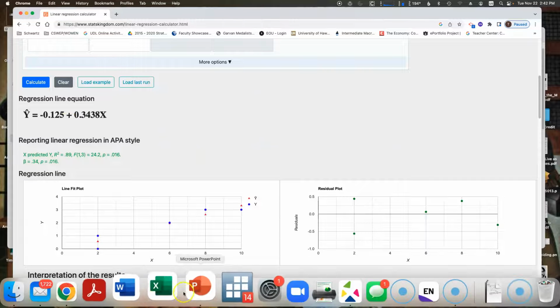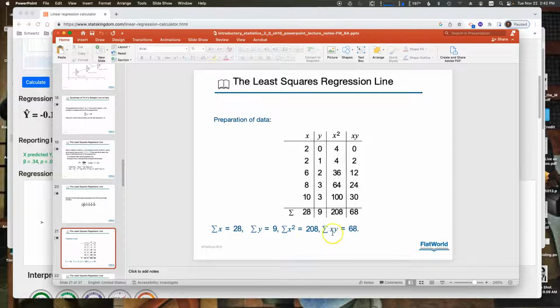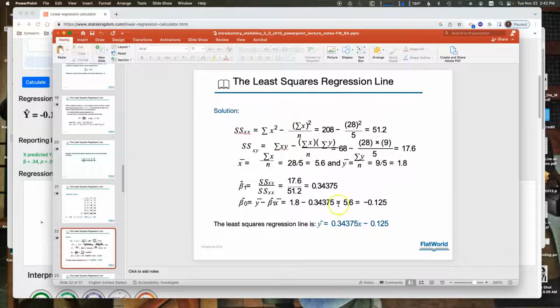Okay, let's go back to the slides here. And so you see this all here. You don't need to prepare the data, obviously, because it's already prepared for you. But it gives you the exact same things here.